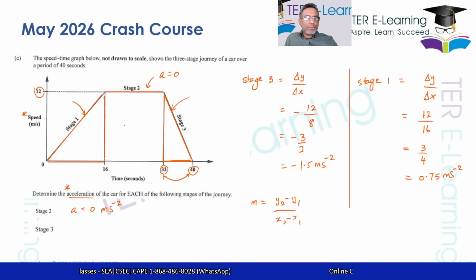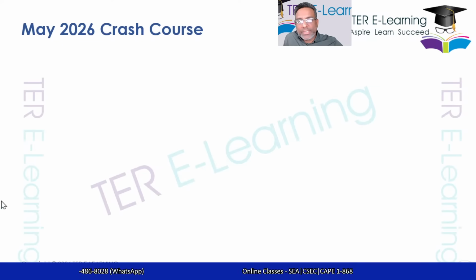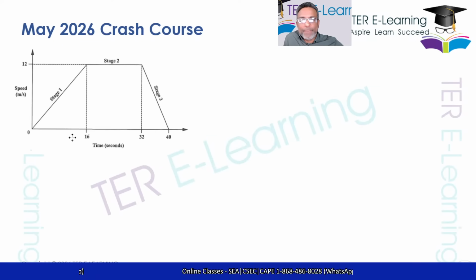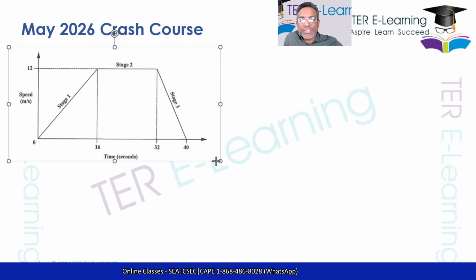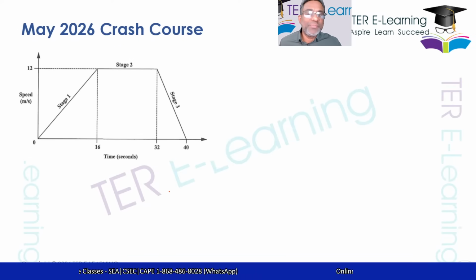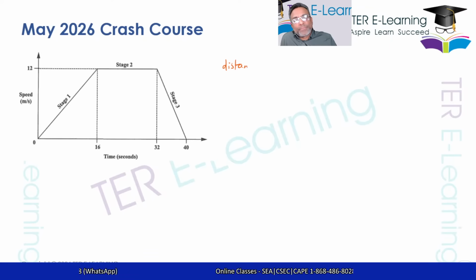Okay. Now that is one thing they can ask in a question like this. What they can also ask in a question like this is what's the distance traveled. So that's not part of the question, but I will still do it. Let me get a copy of the graph here, because this is an exam question from CXC, but let's see what else they could ask me. In this question, they could have asked me what is the distance traveled. Okay, what's the distance traveled, let's say in the first 16 seconds, or the distance traveled in stage 1.